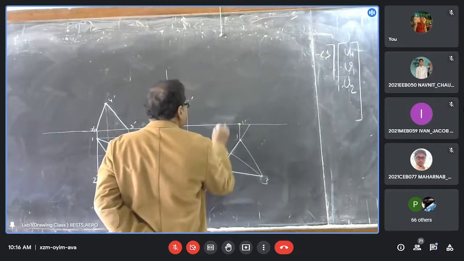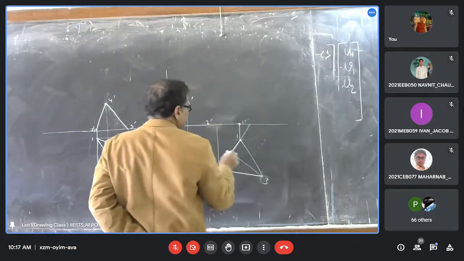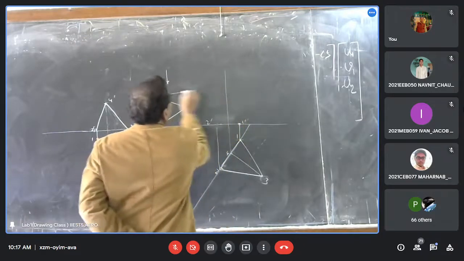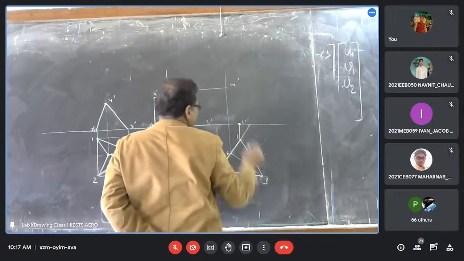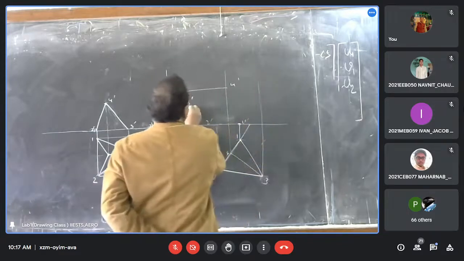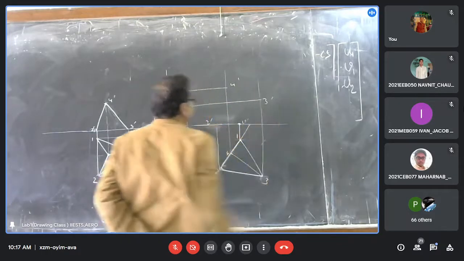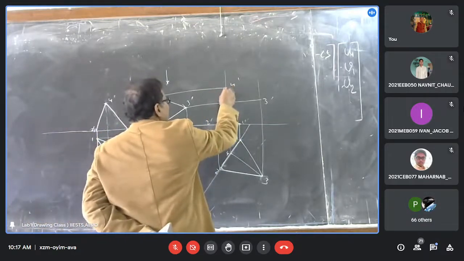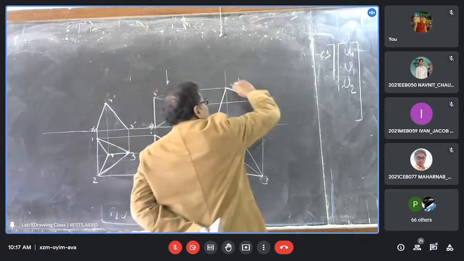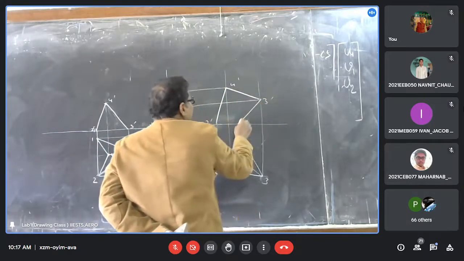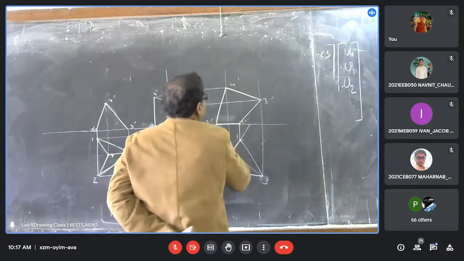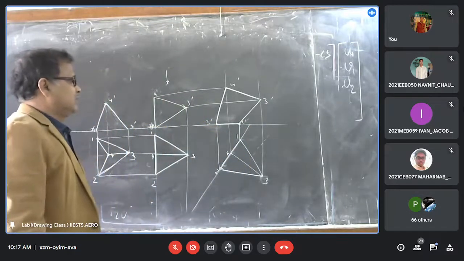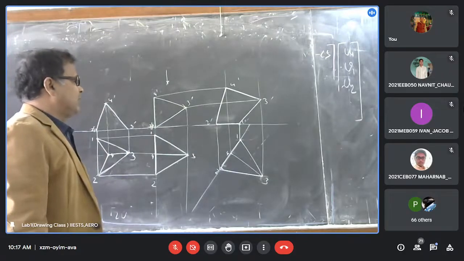Two is also on the ground line, 2 dash, and 4 is also on the line. This is 4 dash, and 3 here. This is 3 dash. Now you just connect all boundaries. One to two, two to three, three to one, and on the ground 1 to 2. And one line you cannot see. Can you tell which line that is?